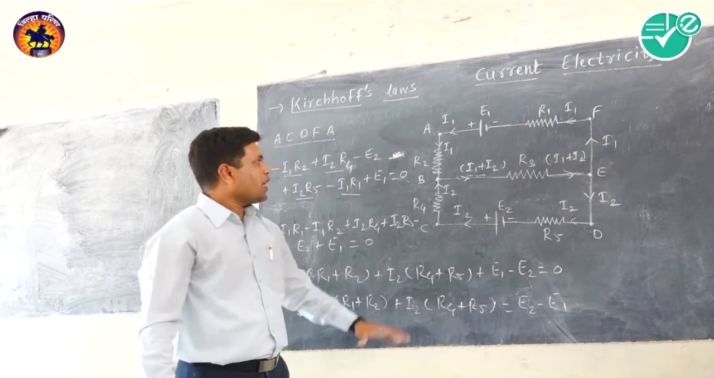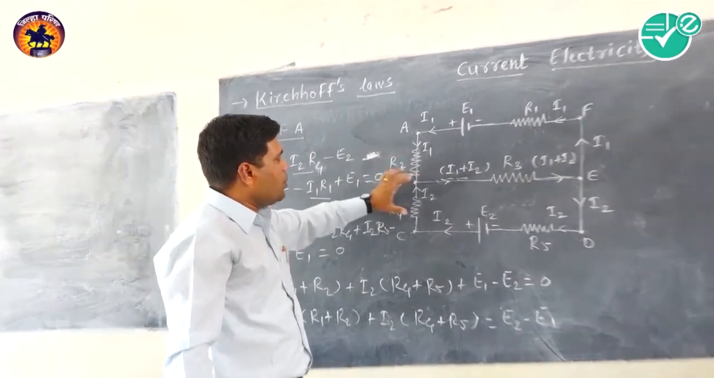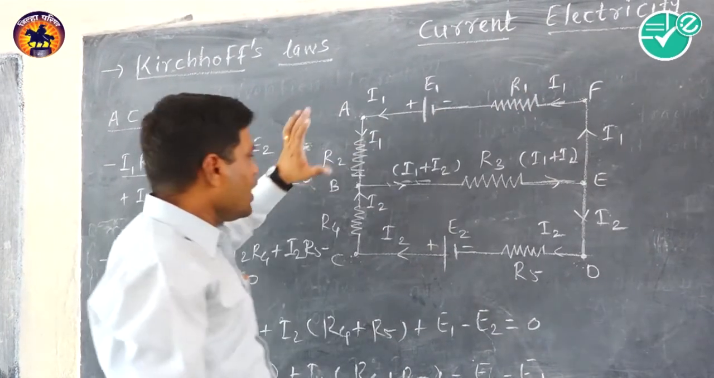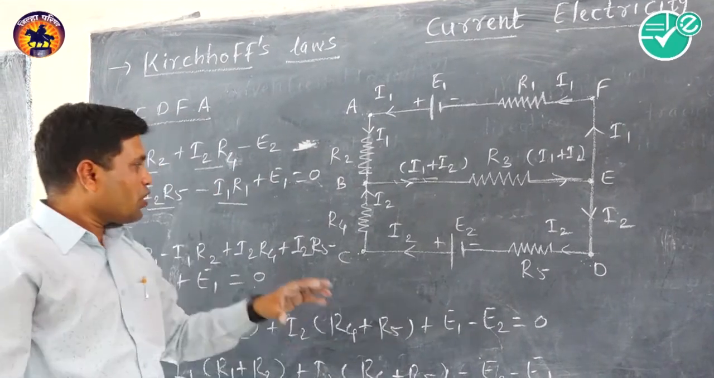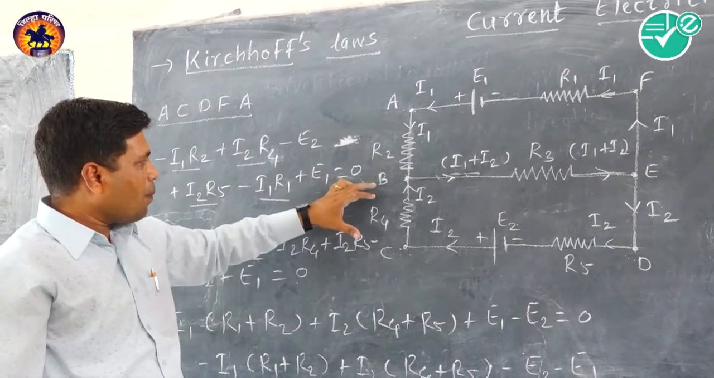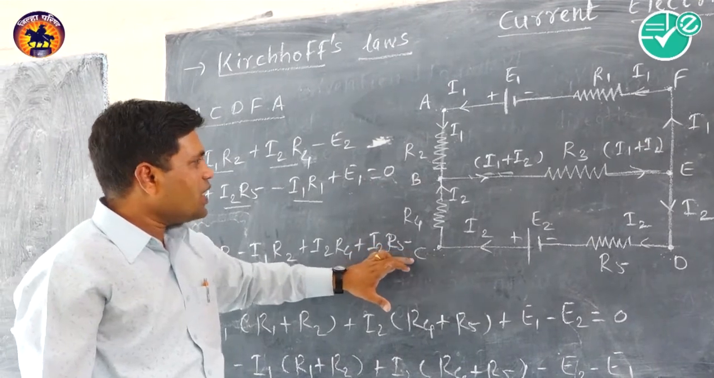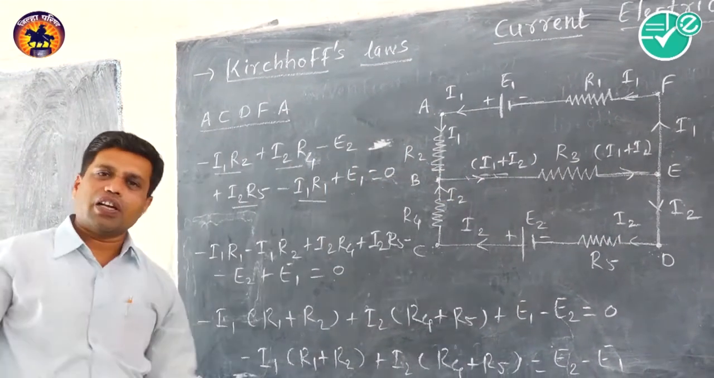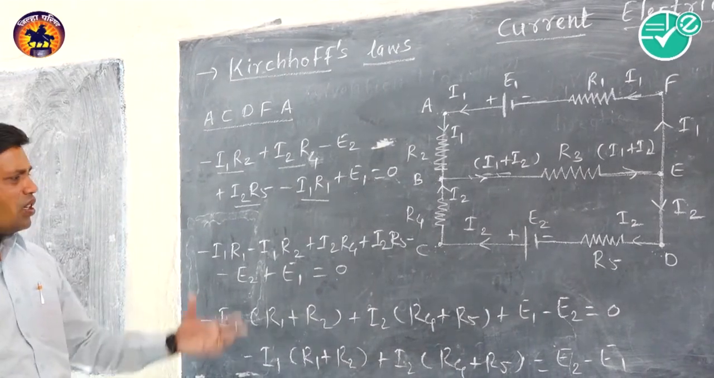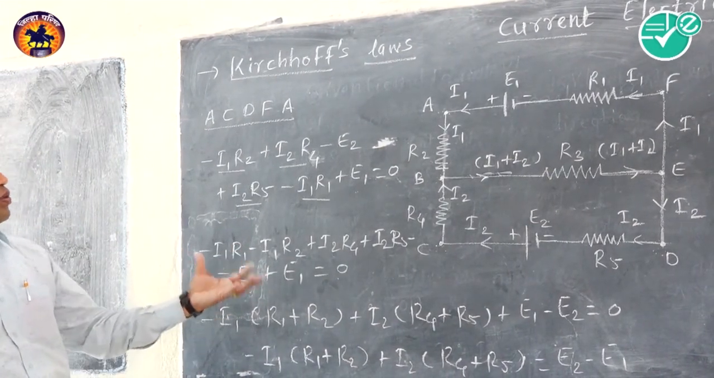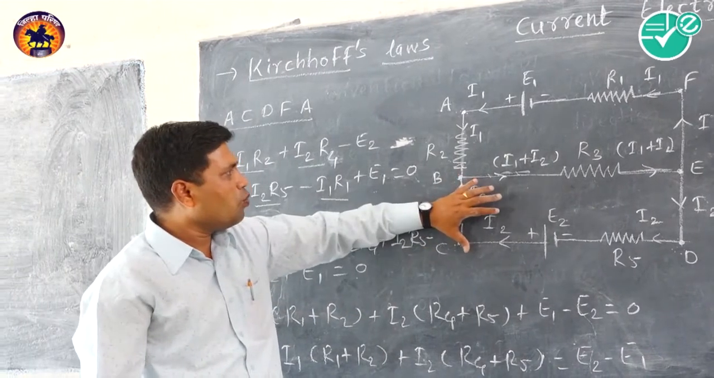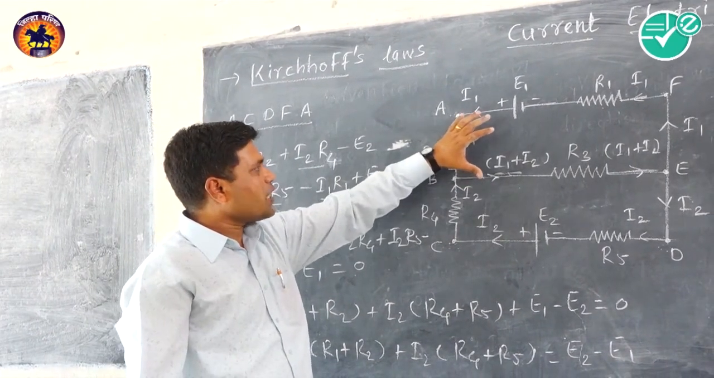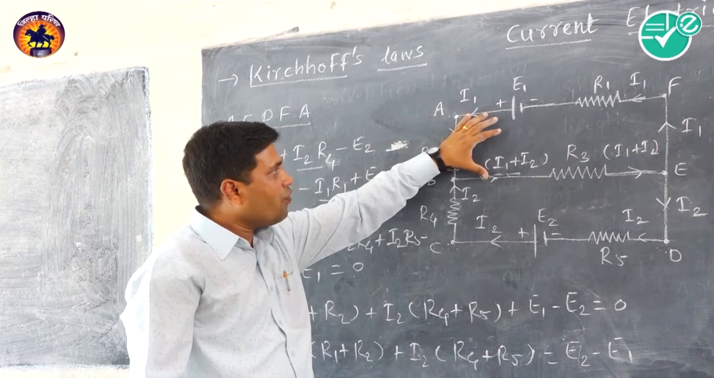So I will apply Kirchhoff's voltage law for loop A, B, E, F, A, and you try at home to apply Kirchhoff's voltage law to the loop B, C, D, E, B. If you have any difficulty, then you can ask me at any time. Just try at home to apply the Kirchhoff's voltage law to the second loop. I will once again explain this Kirchhoff's voltage law for the first loop.